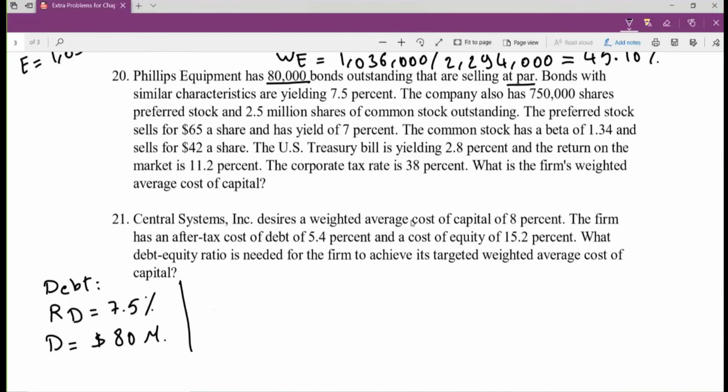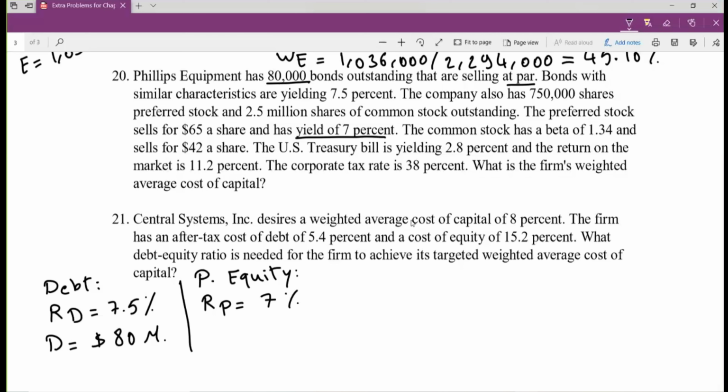Now, the company also has 750,000 shares of preferred stock and 2.5 million shares of common stock outstanding. The preferred stock sells for $65 a share and has a yield of 7%. The yield on the preferred shares is the cost of preferred equity, because to compute the dividend on those preferred stocks, I simply need to multiply 7% times $65. This will give me the value of the preferred dividend. So for preferred equity, the cost of preferred equity is equal to 7%.